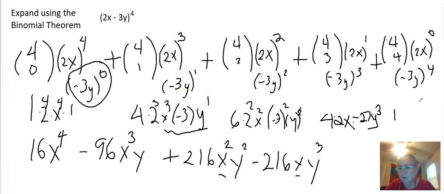2x to the 0, which is 1. Negative 3 to the 4, so that's a negative... One second, I'm going to see if I can brighten this.